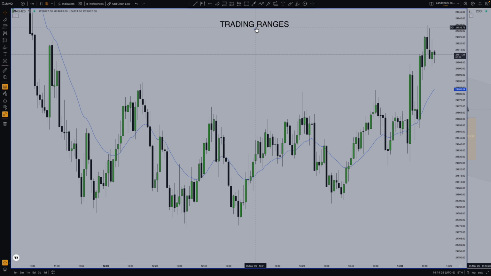Now, the key to trading ranges is, number one, identify a range. Identify it early. Okay, you want to be trading in the early part of the range. And the reason for that is most breakouts of trading ranges fail. I'll say it again. Most of the time when you see a trading range, the breakouts fail.